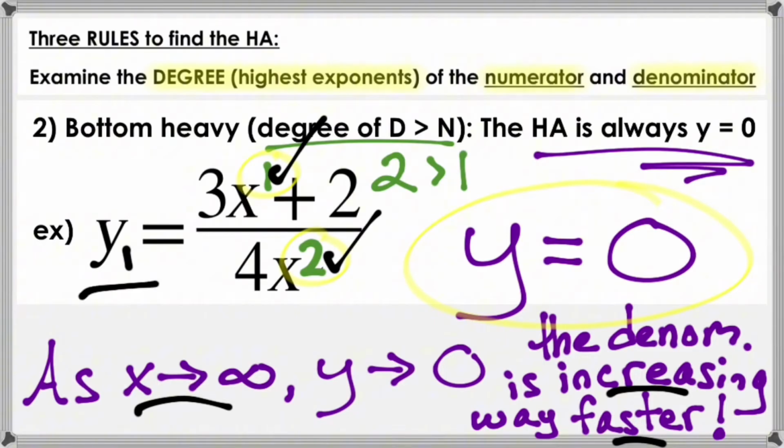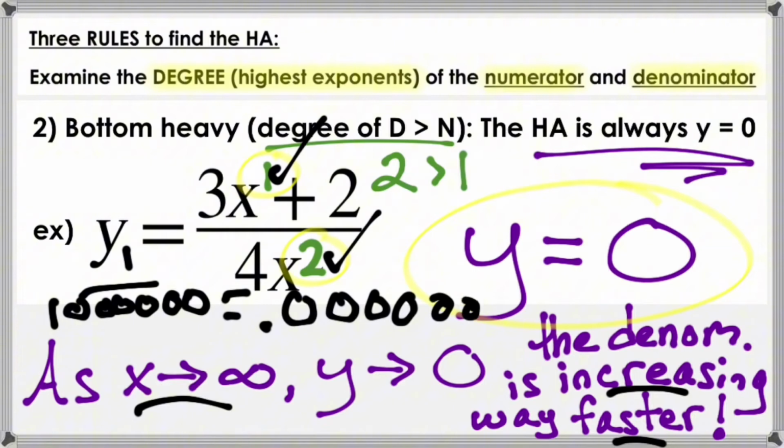So, for example, if you were to put 1 over a million into a calculator, then you're going to see the answer of 0.000001. And if you continued this trend, the bigger the number you're plugging in is getting squared, so that denominator is going to grow way faster than the numerator.